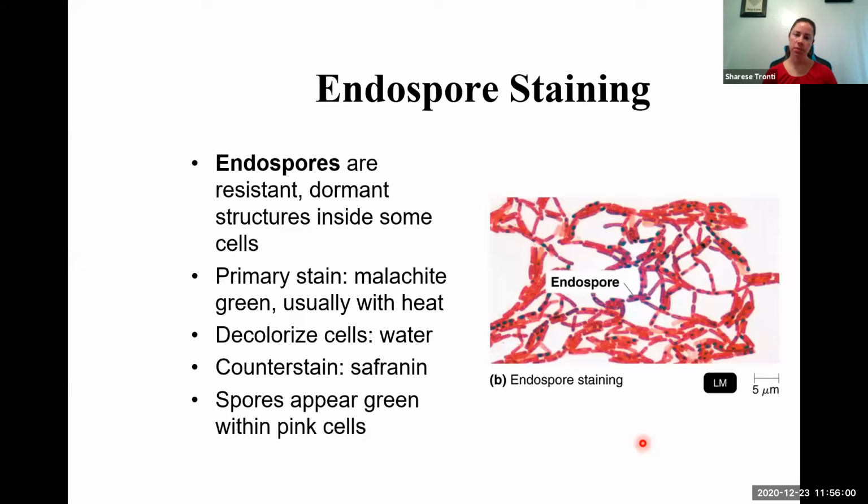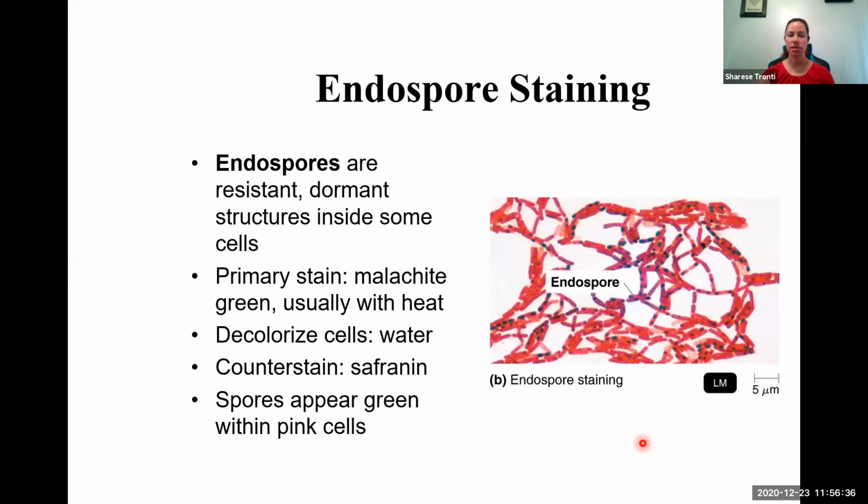And the endospore stain. Endospores are resistant dormant structures inside of the cell. Not all species have endospores, only some of them produce endospores, but you can almost think of it as a very resistant, hardy seed that the cell will produce so that it can live in harsh environments. We're going to talk more about endospores in the next chapter. So if that part doesn't make sense to you, don't worry about it. We'll come back to that. But what I want you to know is about the endospore stain procedure here.